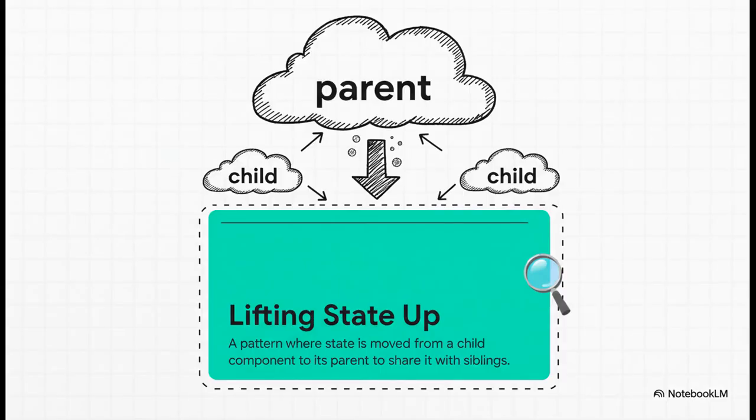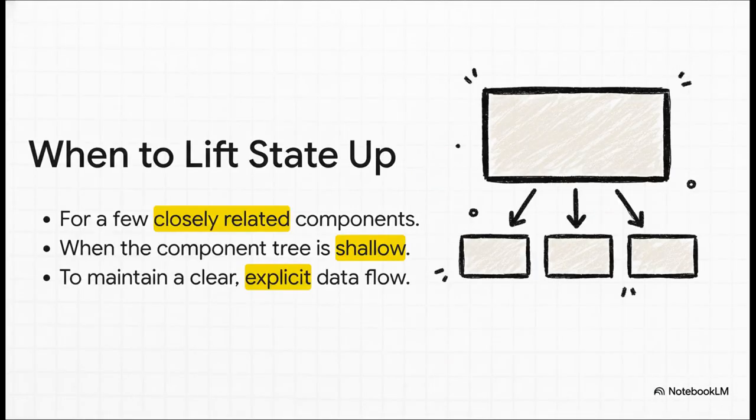So lifting state up is usually the first thing you should try. The idea is simple. If you have two components that need to share the same piece of state, you find their closest common parent in the component tree. You then move the state from one of the children up to that parent. From there, the parent can just pass the state down as props to both children who need it. Problem solved.